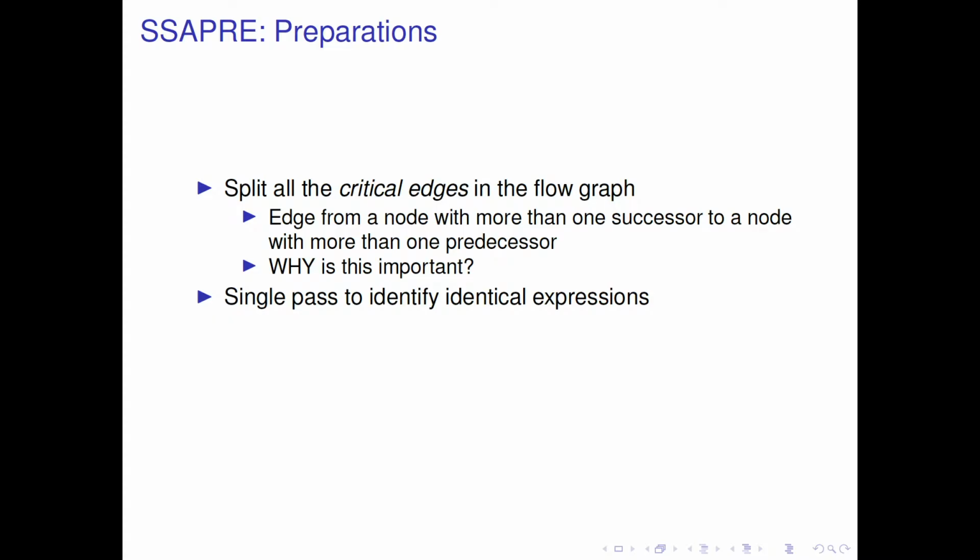Secondly, you have to go through, so this is one part, you split critical edges, then you have to have a pass over the program to identify identical expressions. They may or may not be common, which means there might be recomputation in between, but you have to find structurally identical computations, all occurrences of A star B in the program, ignoring the version numbers of the operand. This also you have to do.